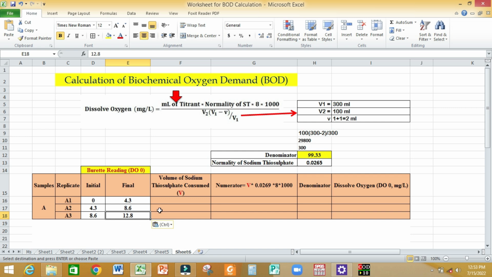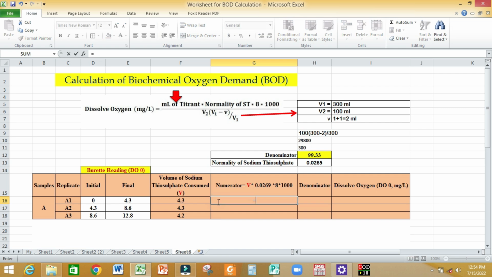So from the burette reading, we'll find out the volume of sodium thiosulfate consumed. We just have to put an equal sign: final burette reading minus the initial burette reading. So this will give you the volume of sodium thiosulfate to titrate the solution from dark blue or blue color to colorless. So this is the value that we obtain. From here, we can calculate the numerator values. The ml of the titrant is V.